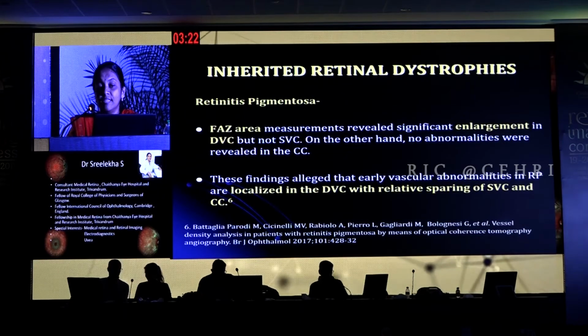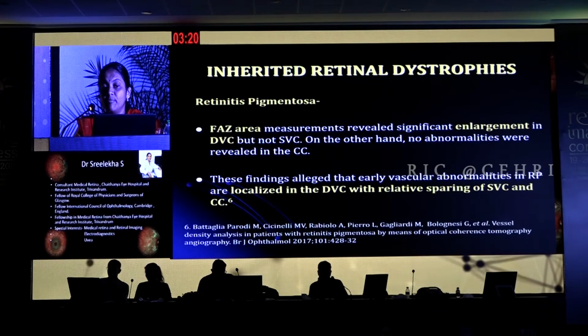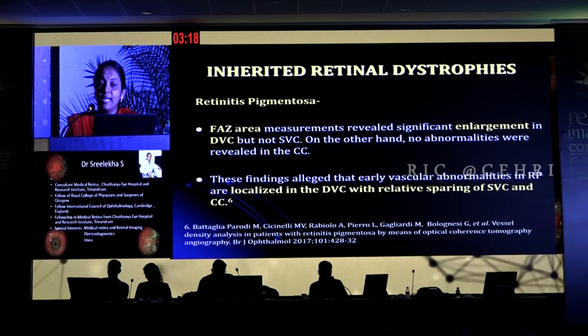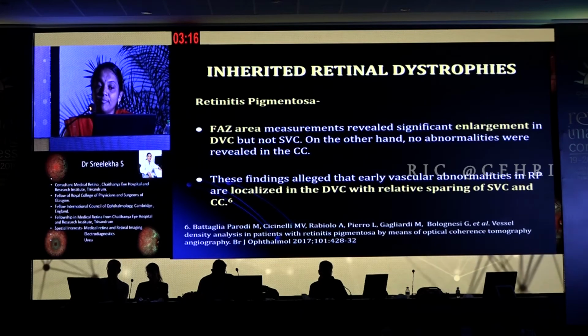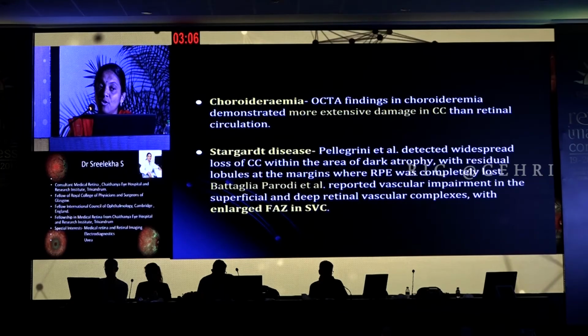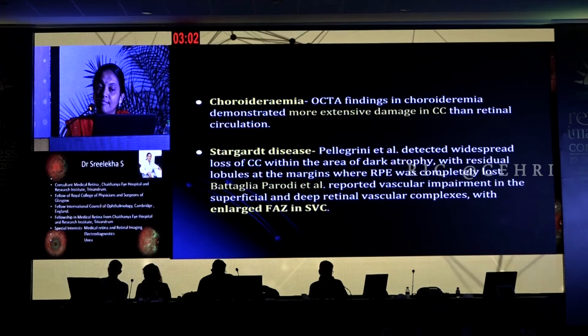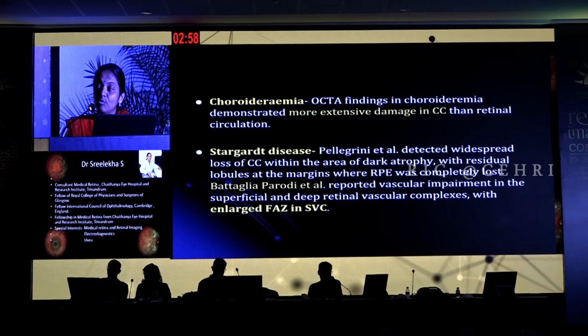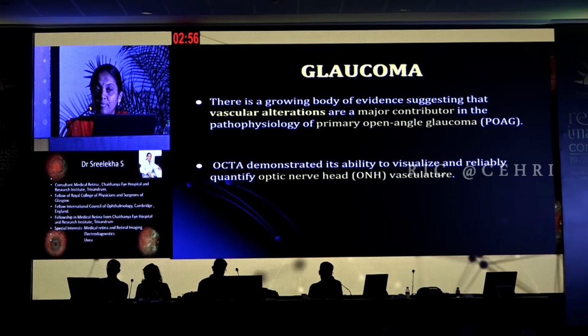Coming to inherited retinal dystrophies, in retinitis pigmentosa, FAZ area enlargement was seen in the deep complex, suggesting that the changes are localized in the deep vascular complex with relative sparing of the superficial vascular complex and the choriocapillaris. In choroideremia, more extensive damage was found in the choriocapillaris than in the retinal circulation, whereas in Stargardt's disease, enlarged FAZ was noted in the superficial vascular complex.